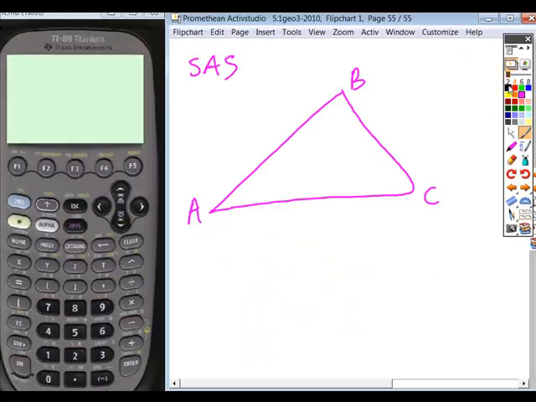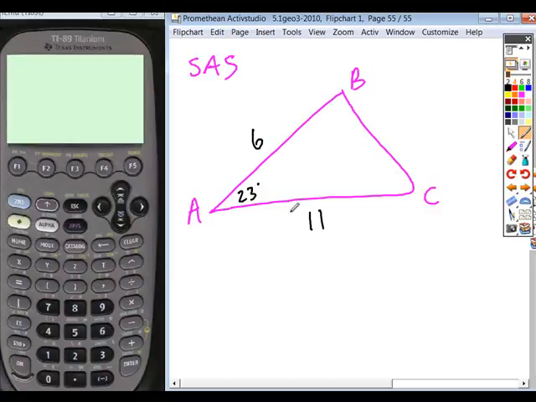Okay, Brian, give me a length that we can use for a side, please. Okay. And Matthias, give me another one, please. Okay. And Maddie, give me an angle measure, please. Okay. All right, so let's say we're taking this piece of information and we want to solve for the other unknown pieces of information, angle B and angle C, and side B.